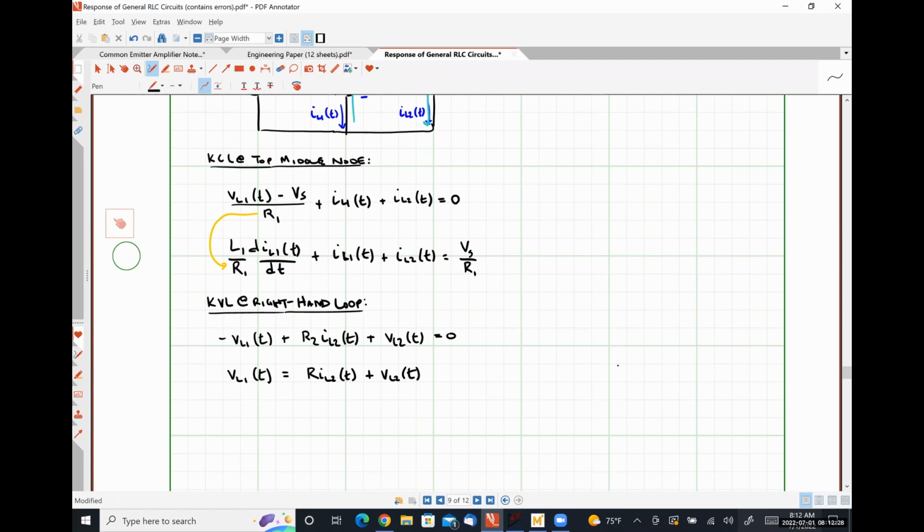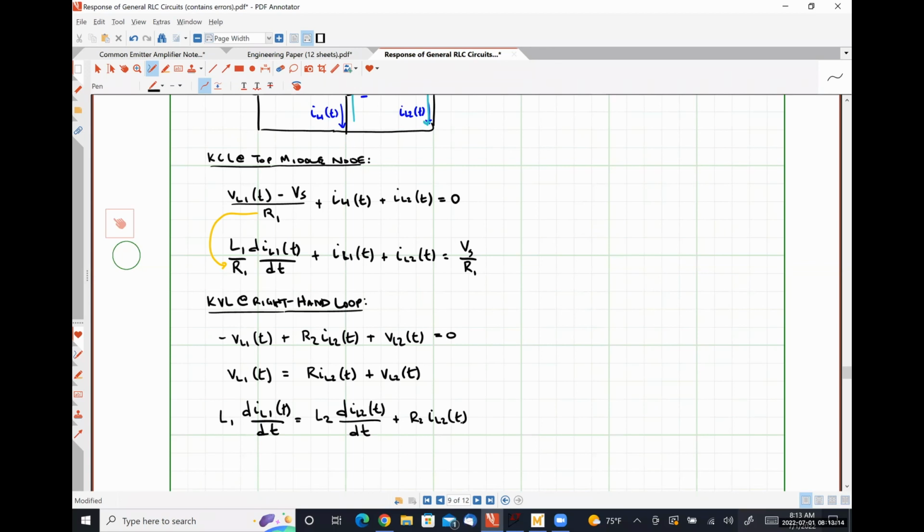I'm now going to express both of my inductor voltages in terms of the inductor currents. So this is going to tell me that L1 dIL1/dt is equal to L2 dIL2 by dt plus R2 times IL2.